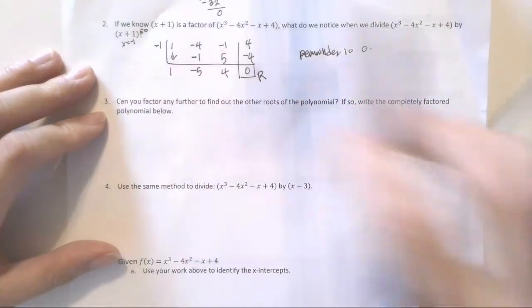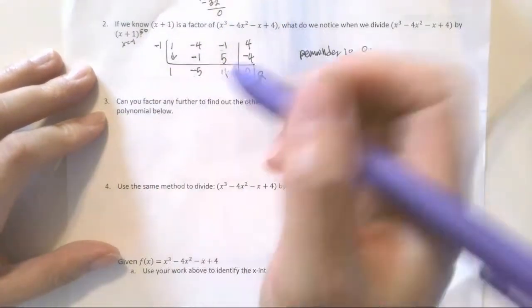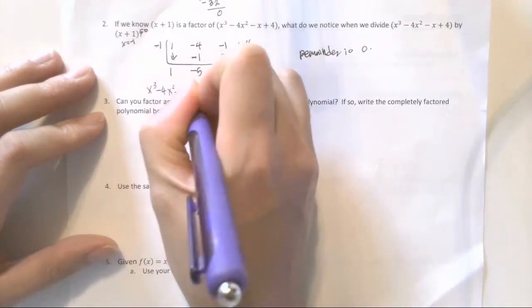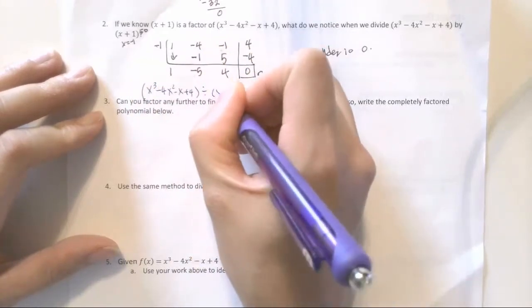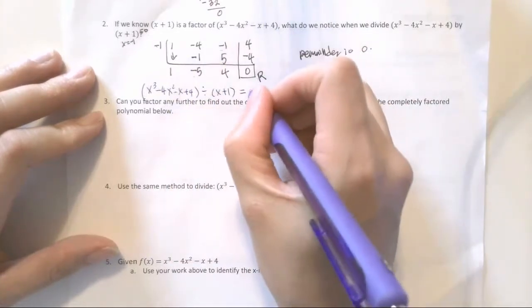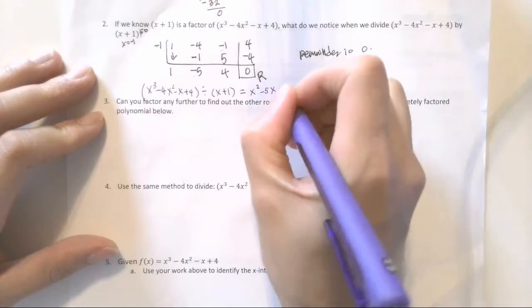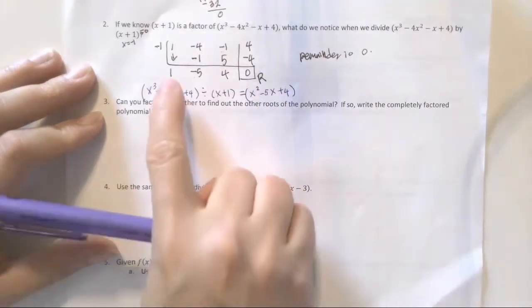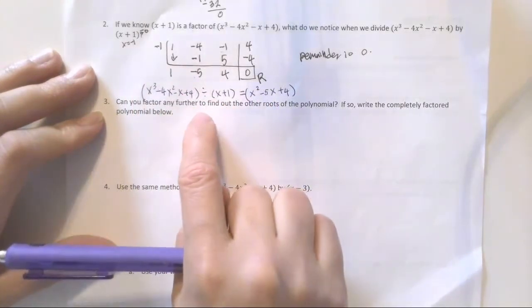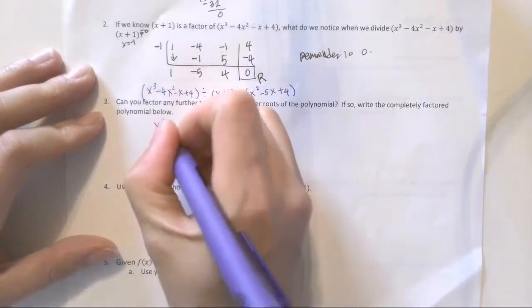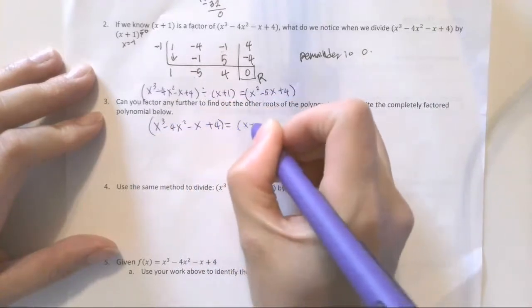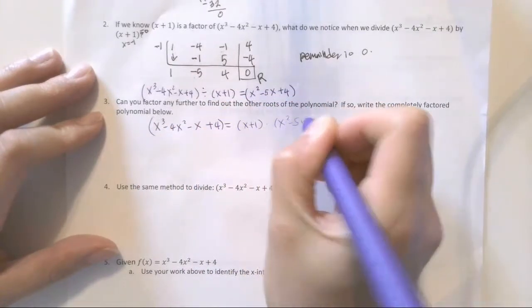Okay, so would you guys agree that when I divide x cubed minus 4x squared minus x plus 4 by x plus 1, my answer, the quotient, will be x squared minus 5x plus 4? Are you guys good with that? Right? Because that's how you find the quotient when you divide by the linear. Well, what does that mean? Wouldn't that mean that x cubed minus 4x squared minus x plus 4 will be equal to x plus 1 times x squared minus 5x plus 4?